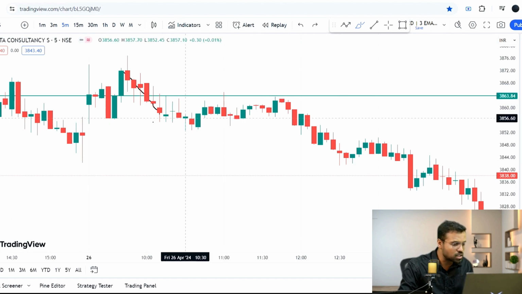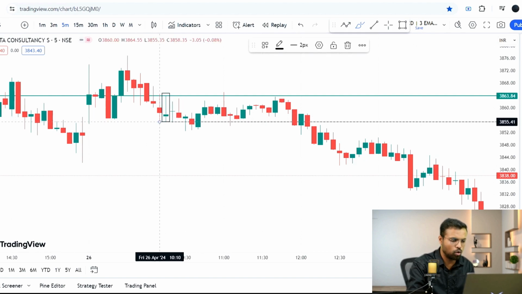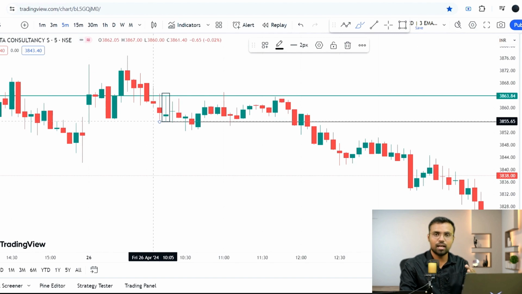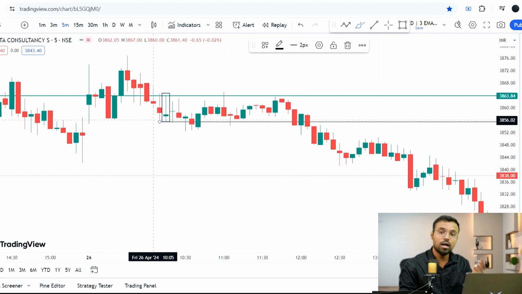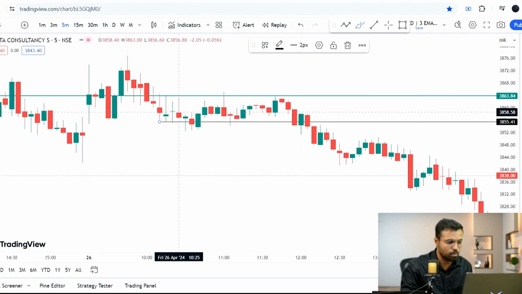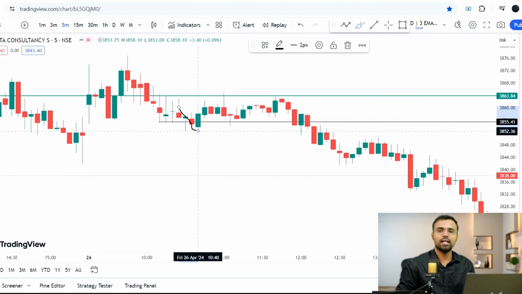Now let me clear the charts. So when is the first time that the buyers came to fight back? It is a 10:15 candle, and I'll mark the low of it just to find out if the sellers are able to close below this candle once more, right? The sellers were successfully able to close below this candle one more time, and this is the confirmation part, right?